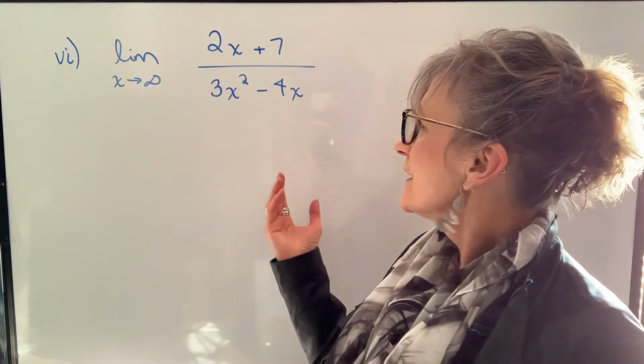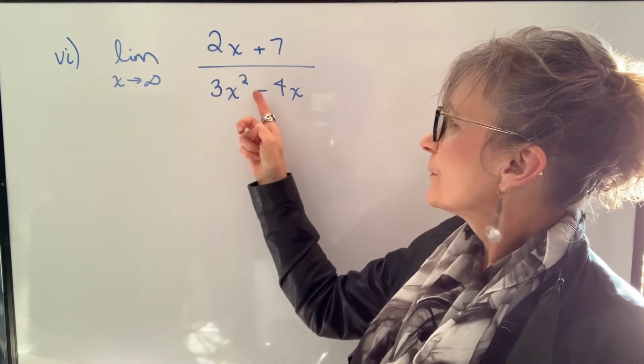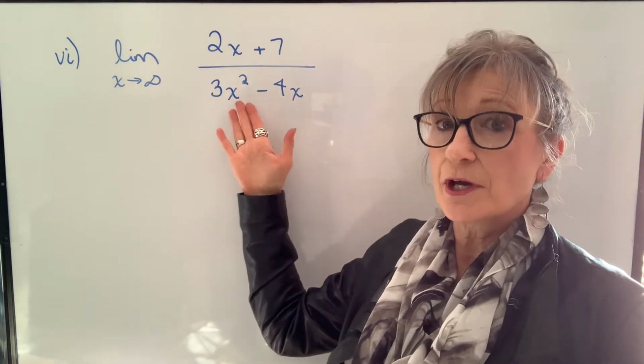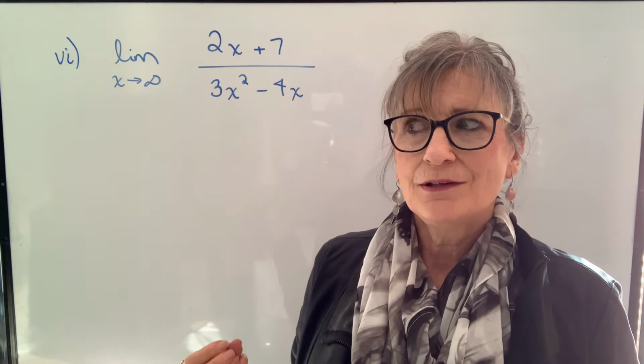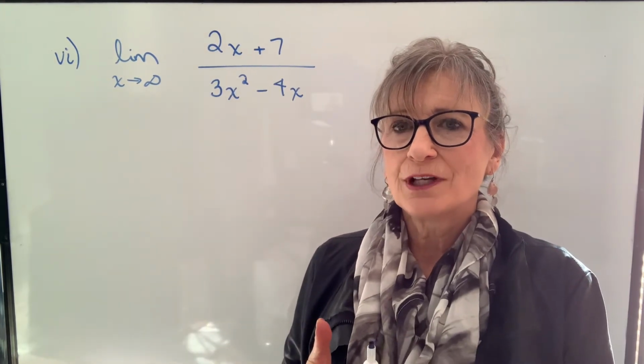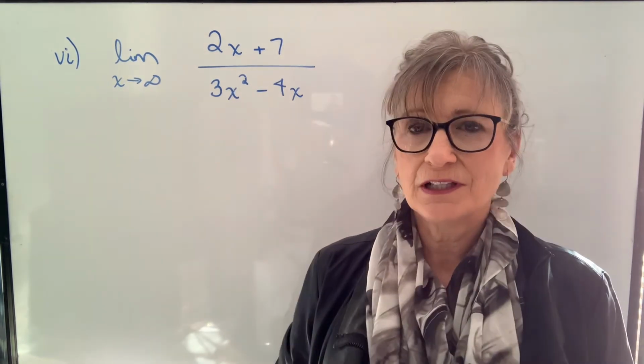In my next example, I have 2x plus 7 in the numerator. I have 3x squared minus 4x in the denominator. So I actually have a higher power of x in the denominator. So you might be thinking, well, that means that the denominator will get larger faster than the numerator as x approaches infinity.